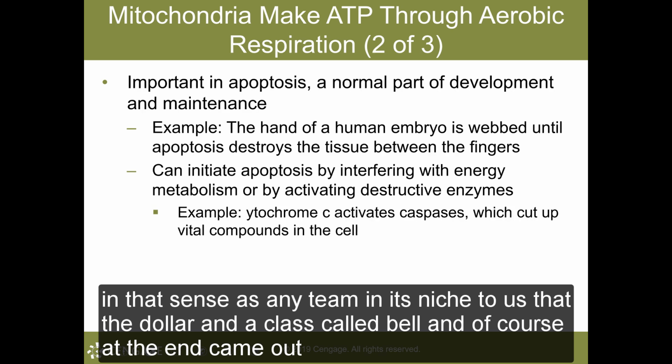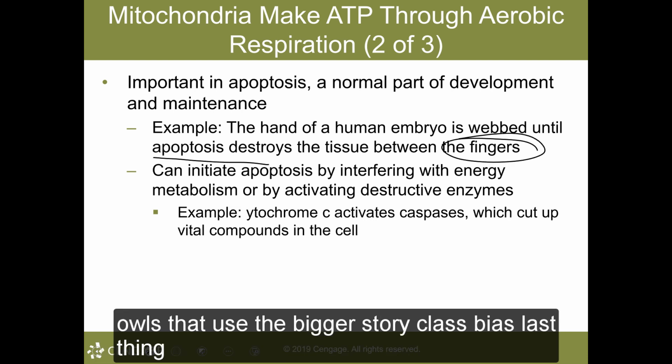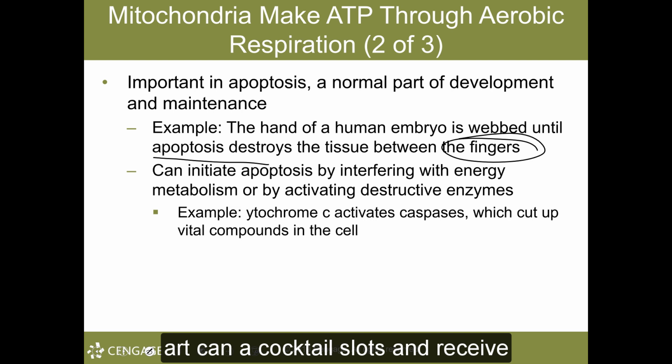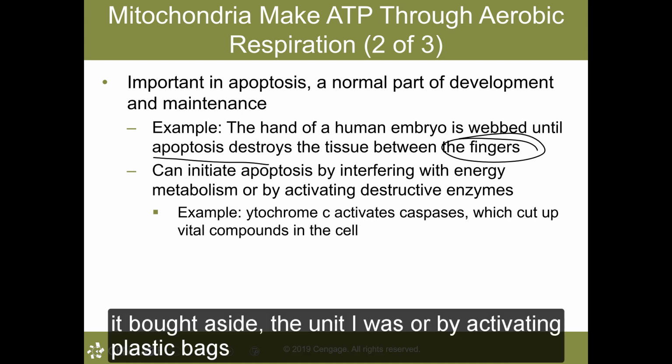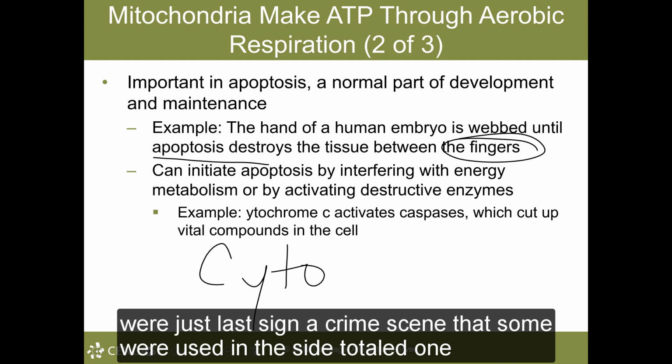Apoptosis is important because by way of apoptosis, those cells we don't need, that tissue we don't need, is destroyed, which provides us with fingers, and things are not webbed. Can apoptosis be initiated by interfering with energy metabolism or by activating destructive enzymes? As it's stated there about apoptosis, it mentions cytochrome C. That's incorrect. It should be cytochrome.